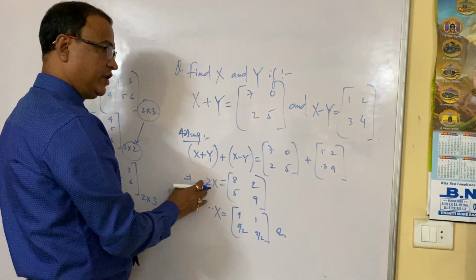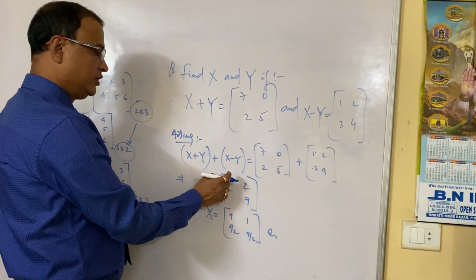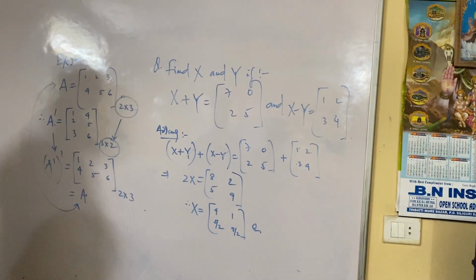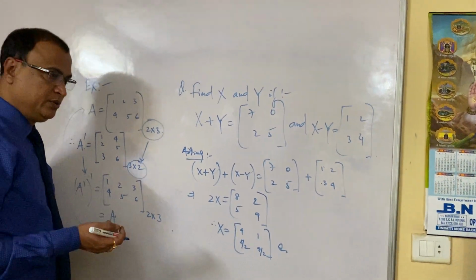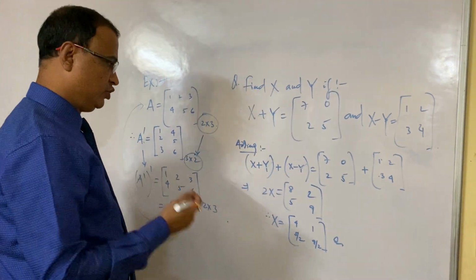So these are the values of x. 2x is this, so x is what? Half of this. Half of this means each element to be divided. Already I told you in the case of matrix, if you are multiplying, each element to be multiplied. If you are dividing, each element to be divided.